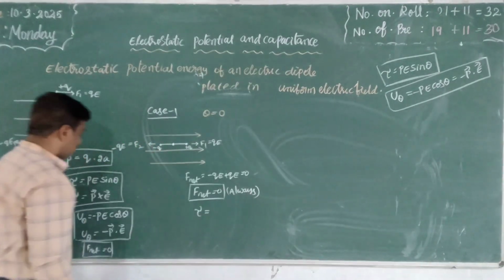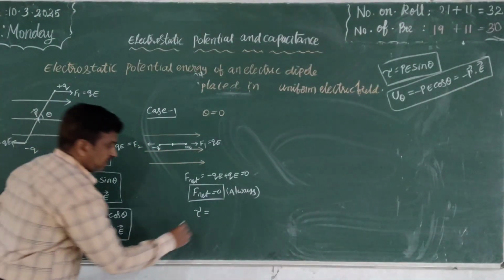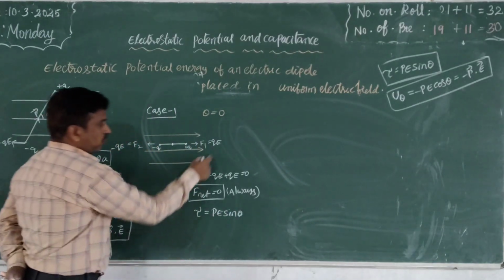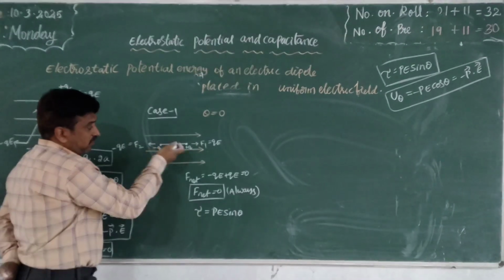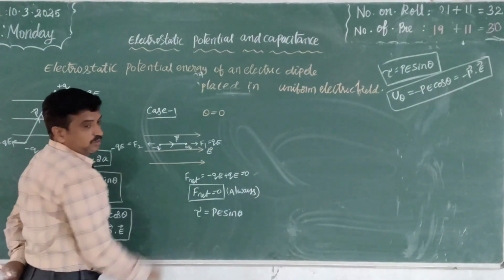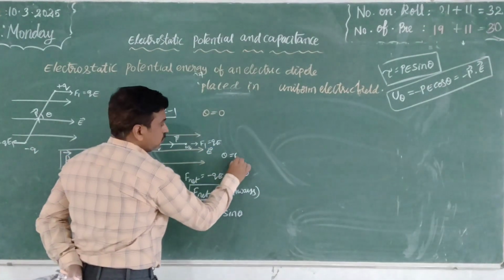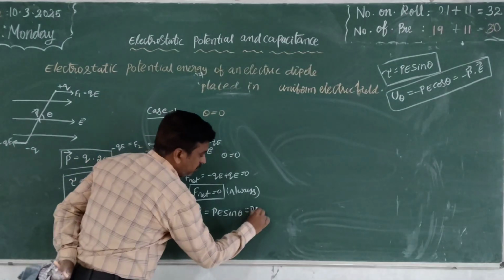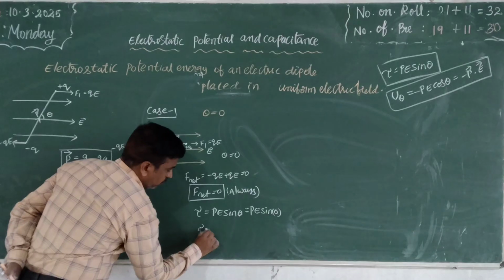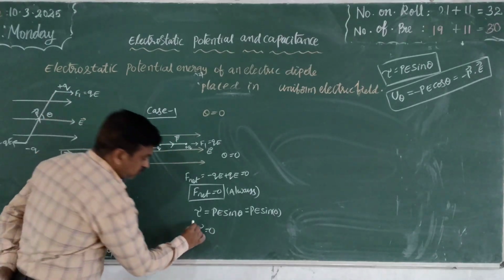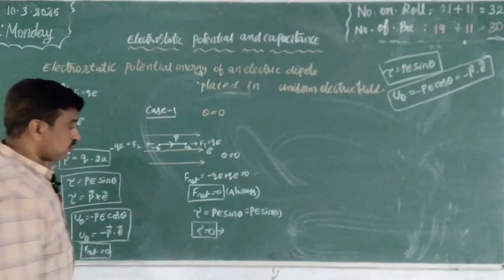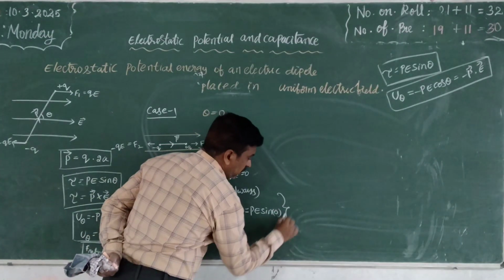How? The torque formula is Pe sin theta. What is the angle here? Theta equal to 0. Why? Because the electric dipole moment and the electric field are both in the same direction. So theta equal to 0, and we write Pe sin 0. What do we get? Torque equal to 0. So torque is 0 and net force is also 0, so we can say that it is in equilibrium.